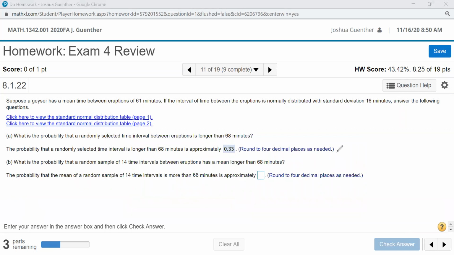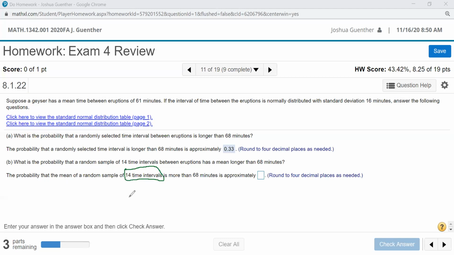Now, suddenly, we're into a chapter 8 problem. Because now, instead of just saying, what is the probability any one interval will be longer than 68 minutes? Now it becomes, what is the probability that if I take a sample of 14 intervals, the average of the sample is going to be greater than 68 minutes. That's actually going to be a lot harder to do.